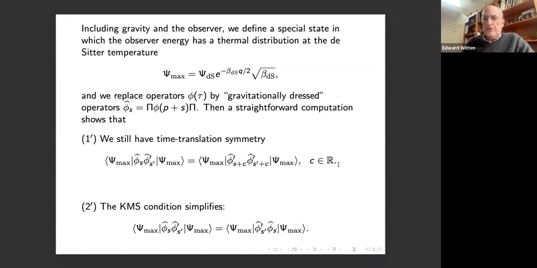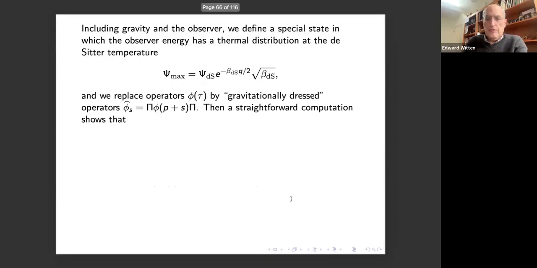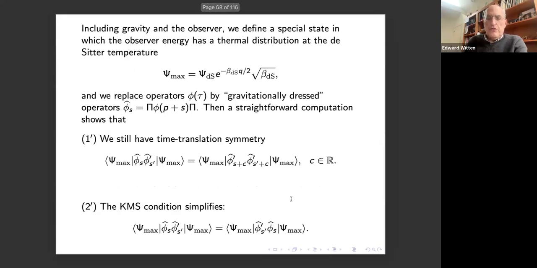The KMS condition is simply replaced by the statement that reversing the order of the operators leaves the correlator unchanged. So in the absence of gravity, we had the standard KMS condition, which had to do with periodicity in imaginary time. It doesn't say that the two operators can be treated as commuting. If you reverse the order, you have to shift the time by minus i beta. In the presence of gravity, you can simply reverse the order of multiplication of the two operators.